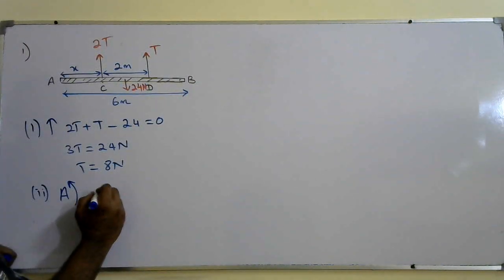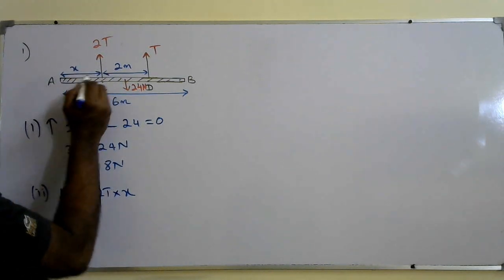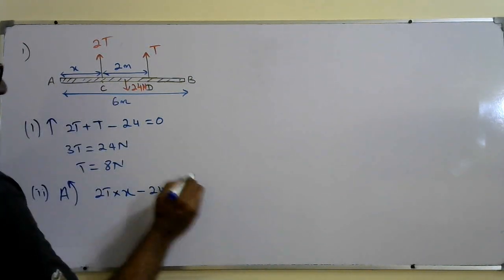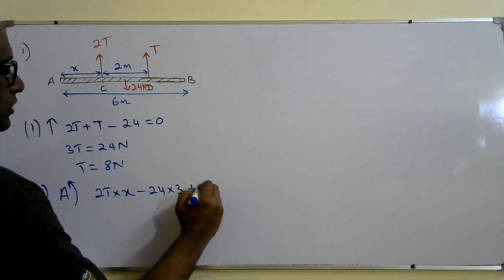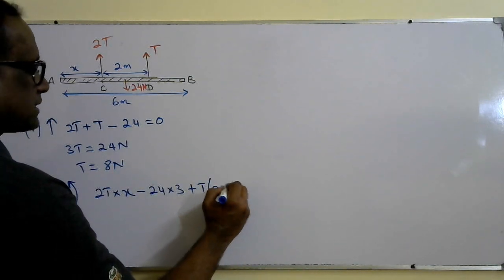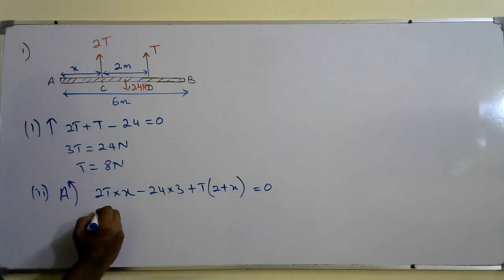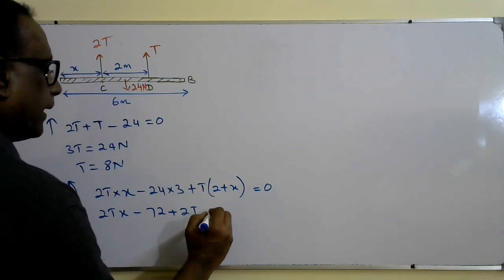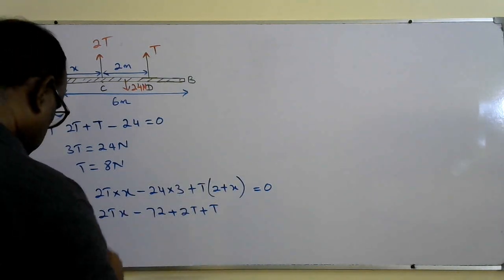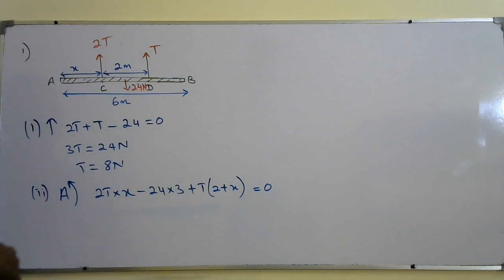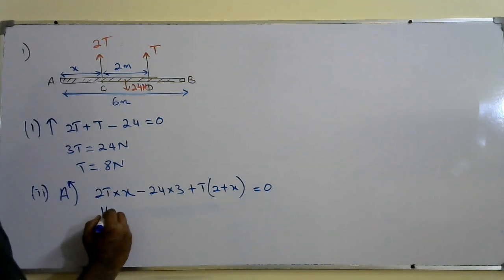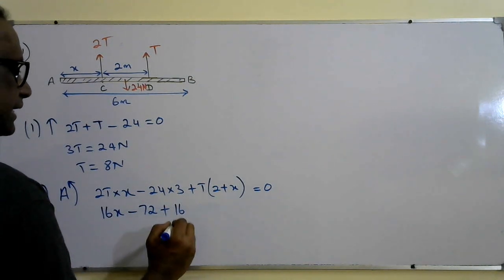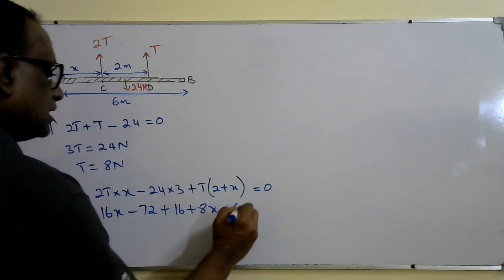So that means 2T times x, the distance of that tension from A is x, minus 24 times 3, the center of mass from A is 3 because it's a uniform rod, plus T times the distance of T from A, x plus 2 or 2 plus x, equals 0. Solving it: 2Tx minus 72 plus 2T plus Tx equals 0. Otherwise I can substitute the tension I already found. Tension equals 8, so 8 times 2, 16x, minus 72 plus 8 times 2, 16, plus 8x equals 0.